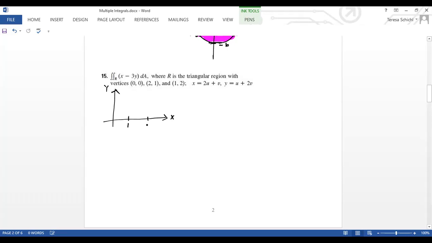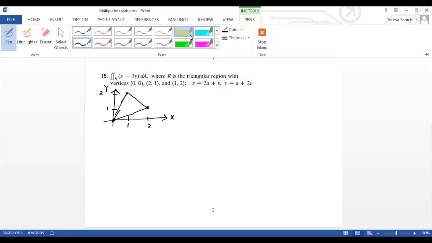So this is 1, 2. This is 1, 2, 1, 2. So let's say I have this region where the vertices are 0, 0, 2, 1, and 1, 2. I have these triangles here.